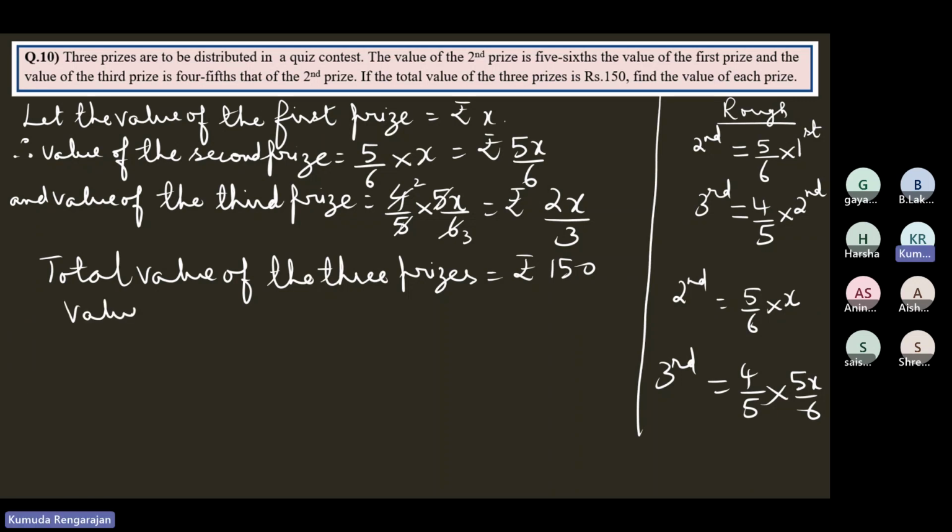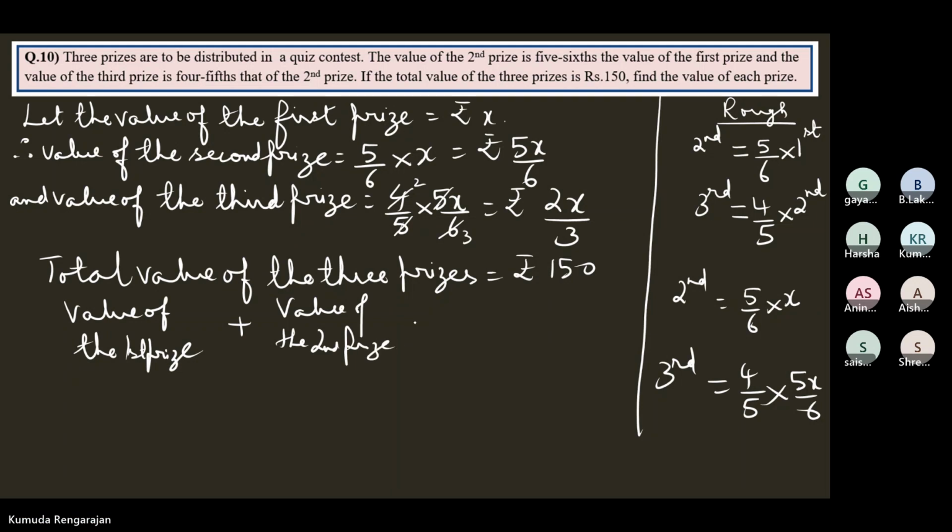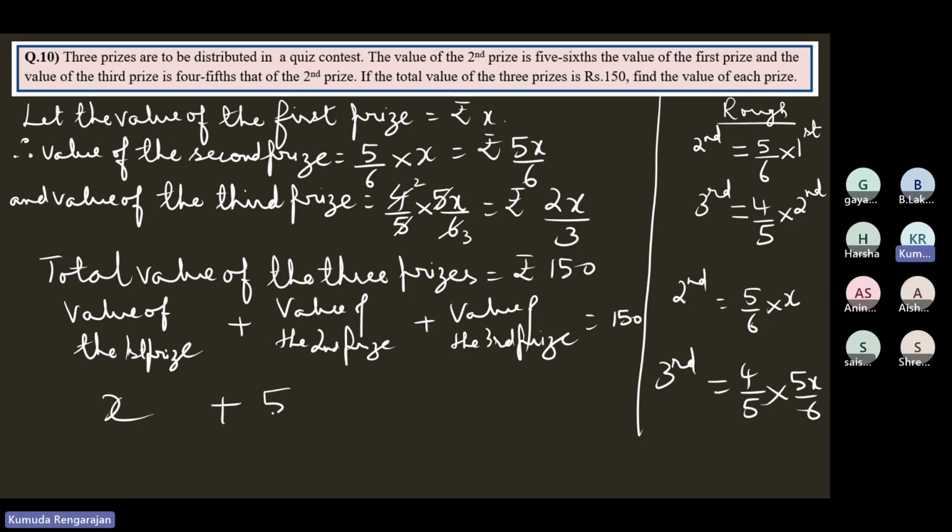So value of the first price plus value of the second price plus value of the third price is equal to rupees 150. So now, children, we'll have to substitute: x plus 5x/6 plus 2x/3 is equal to 150.